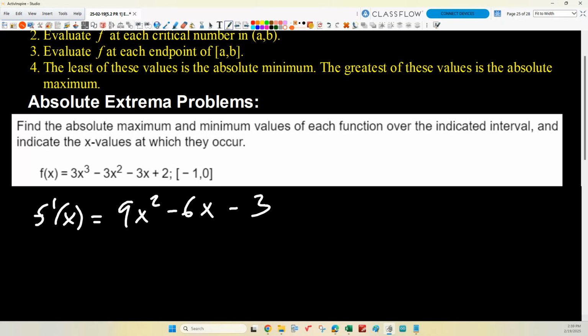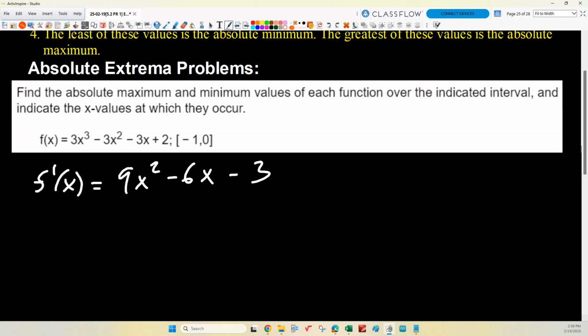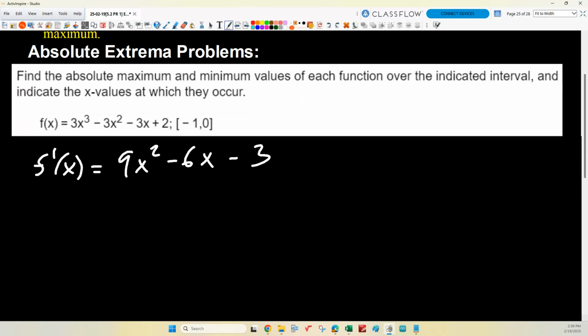How about places where it equals 0 though? Maybe, right? We might have places where the derivative equals 0. So to find out, we would just set it equal to 0 and solve that equation. So go. What do we do?